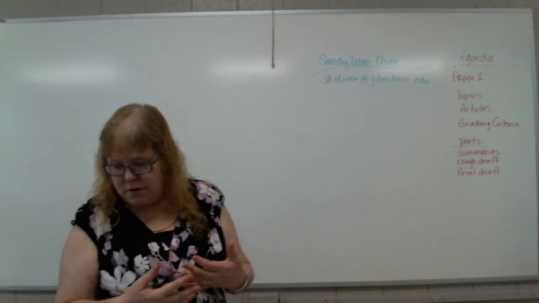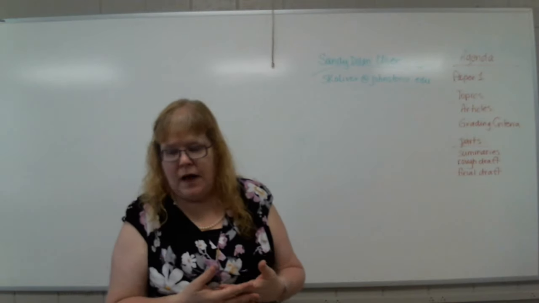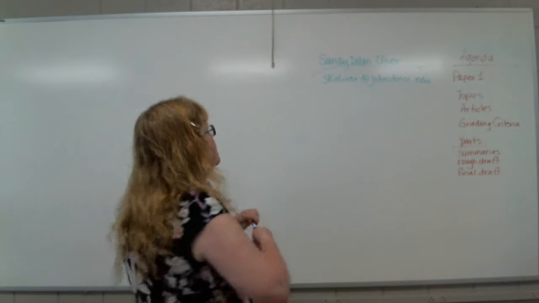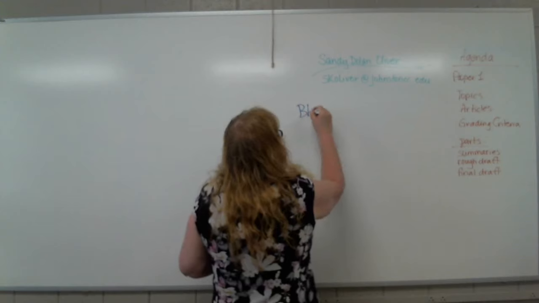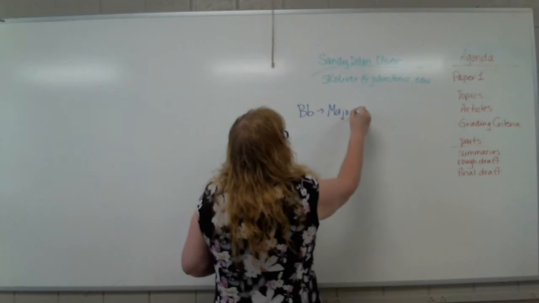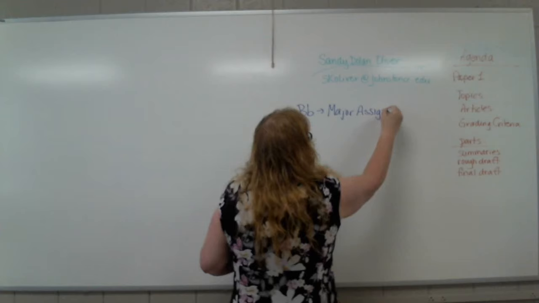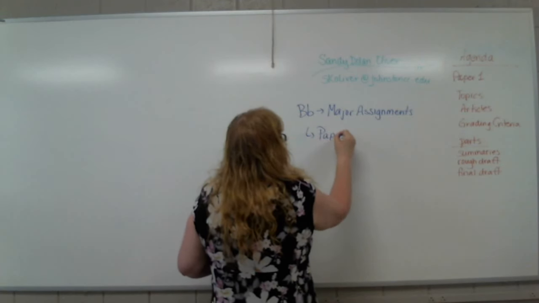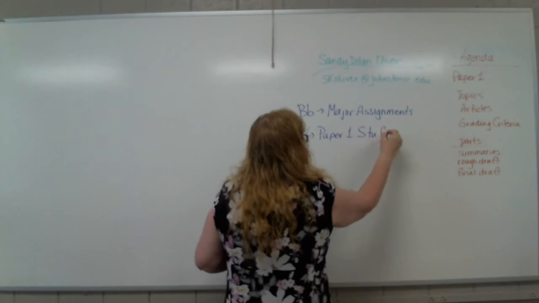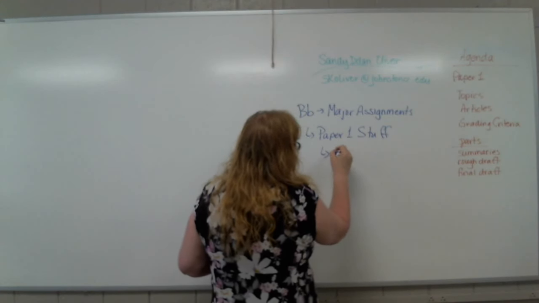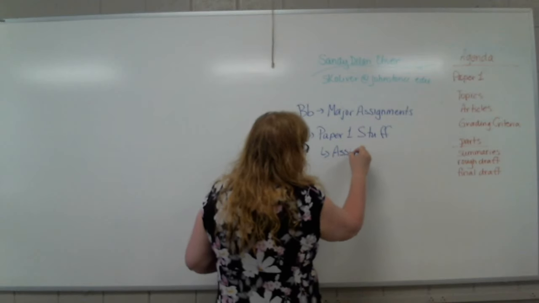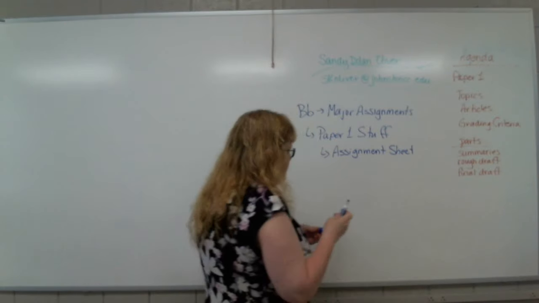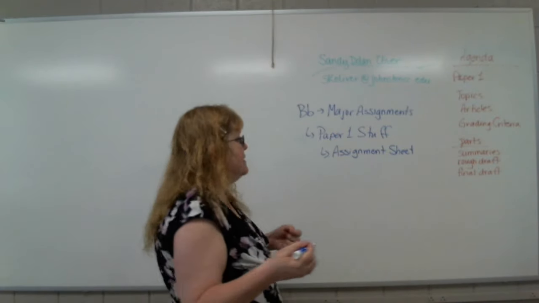In our Blackboard course, you have, under major assignments, I'm going to write this little string out. Go to our Blackboard page, look under major assignments, which is the click on the left side of the frame, and then go to paper one stuff. In there you have the actual assignment sheet, which is going to lay out all of the stuff I'm going to talk about here. But you also have a few other things in that section.